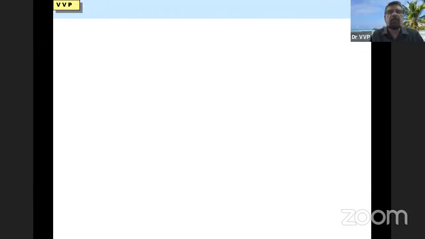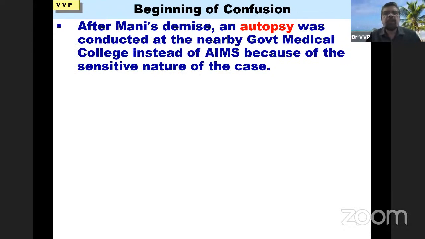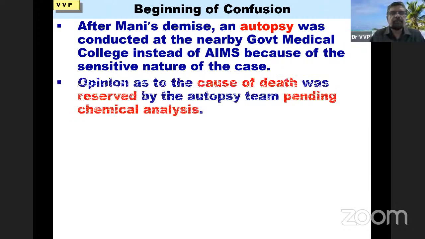After the death of Kalaban Mani, confusion began to happen because number one, autopsy had to be done. We have actually facility to do the autopsy in our own institute. We have the permission also to do that, but we did not want to do the autopsy because there will be a conflict of interest. After all, Mr. Mani was admitted in our hospital and he died here. So the autopsy has to be done preferably by another institute to avoid conflict of interest. And that is why it was done in a nearby government medical college, considering the sensitive nature of the case.